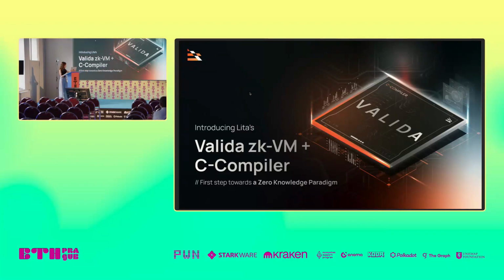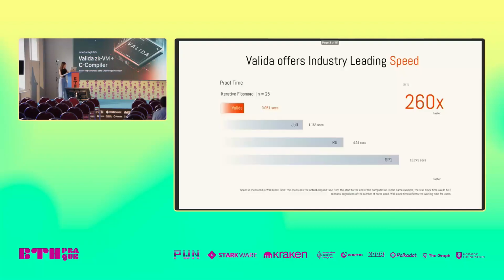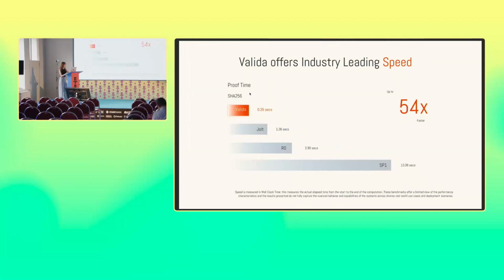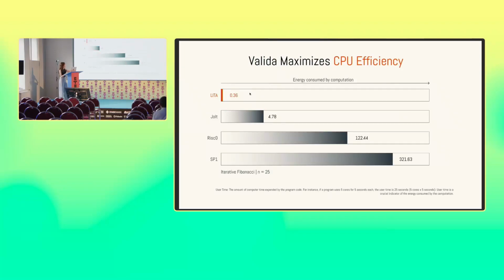Yesterday we released our alpha ZKVM and our C compiler toolchain. I just wanted to show some impressive benchmarks. On iterative Fibonacci, we have up to 260x performance improvement over alternative solutions. And on SHA-256, we have up to 54 times faster CPU wall clock time. And this is CPU efficiency. This is thousands of X of efficiency improvements over other solutions.